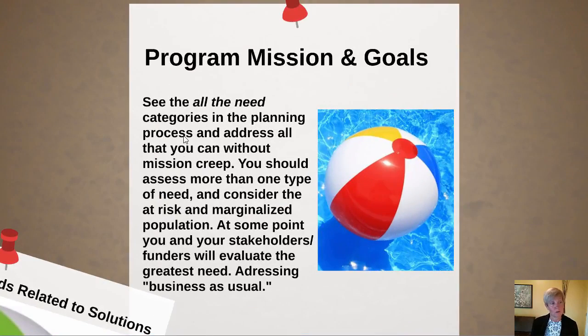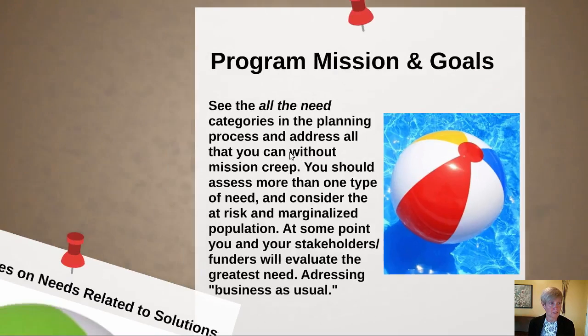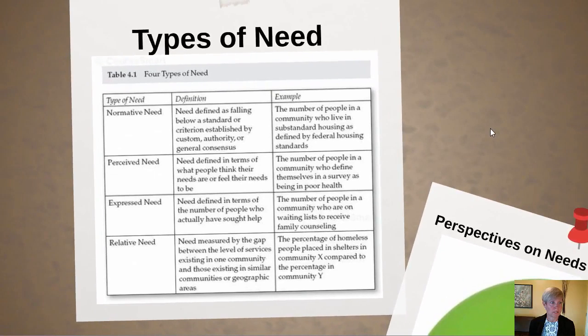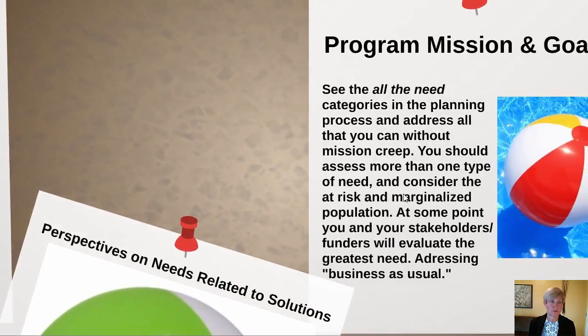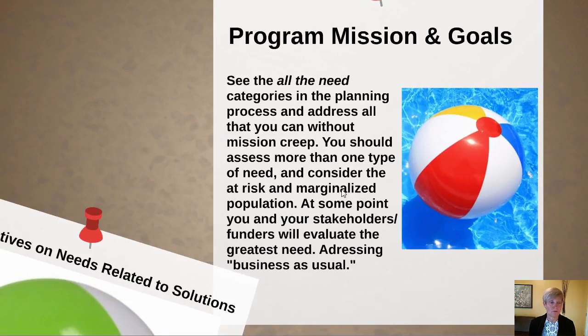Program mission and goals. This is something you need to consider as well, and they don't talk about this in your text. So you need to see all the need categories that we just discussed in that planning process, if possible. Some maybe more, some less. Maybe the normative need, the perceived need, and the expressed need are a little bit higher than the relative need, or sometimes the bottom two, relative and expressed, may be important. But definitely the normative and the perceived need are very important as you go through, and hopefully you can grab all four of those types of need categories.